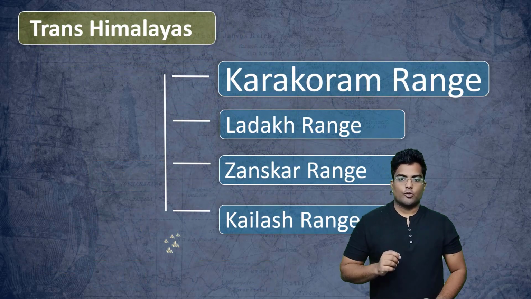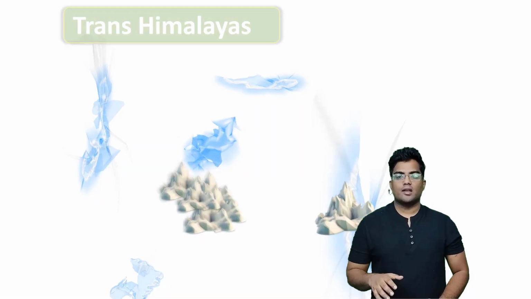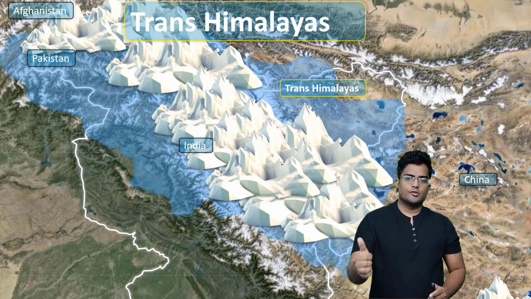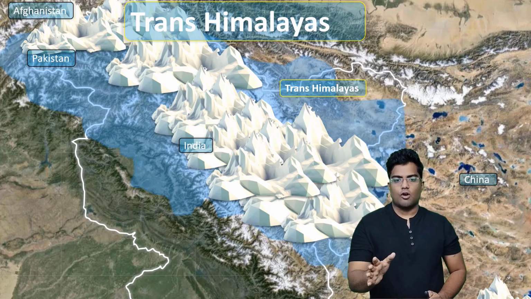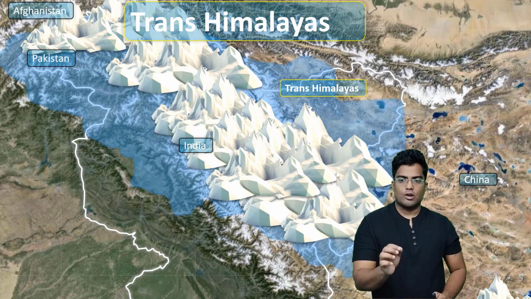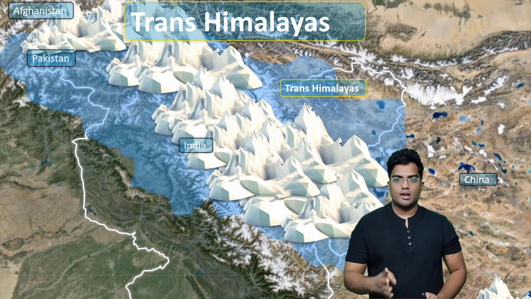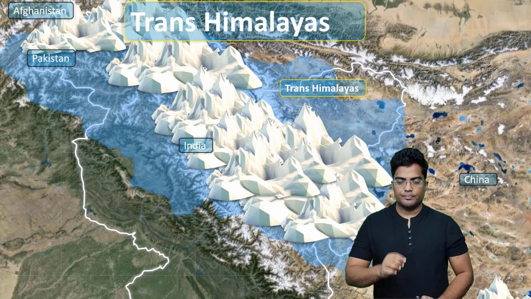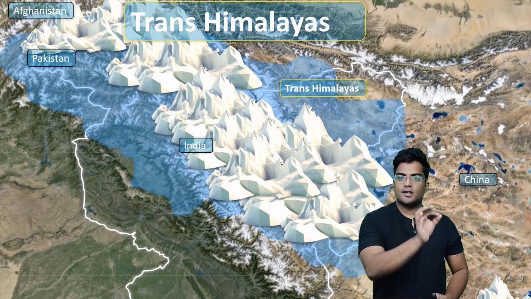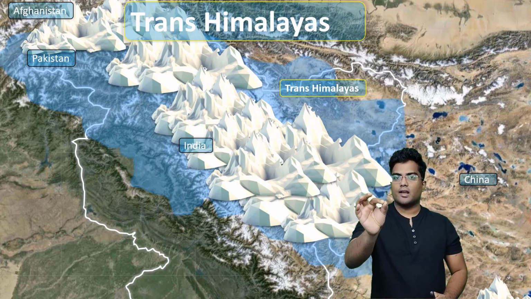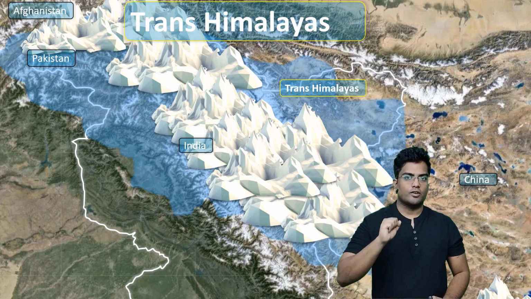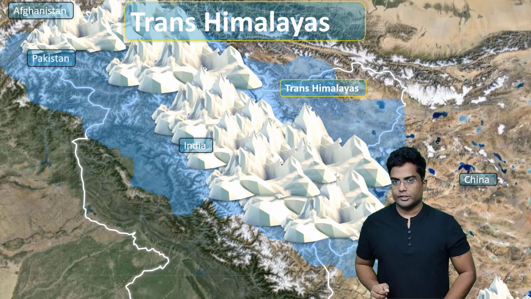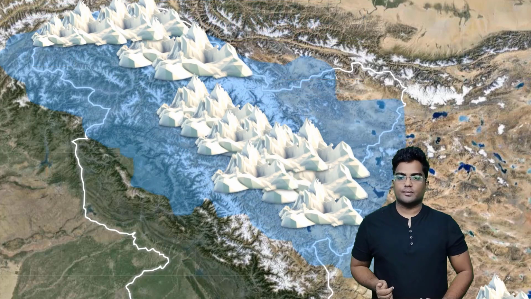So we are going to talk about the Karakoram range, and you have the Trans-Himalayas. As you can see, it basically covers parts of China. Then you have India, Pakistan, and Afghanistan. These are the 4 countries where you can find the Trans-Himalayas: China, India, Pakistan, and Afghanistan. Now, we are only interested in the Karakoram range. So, we are going to split it.